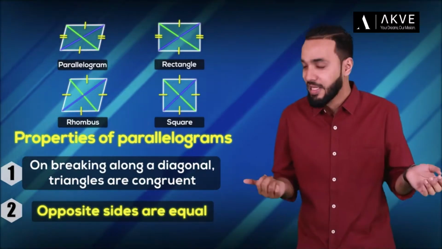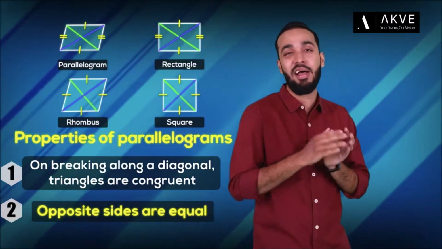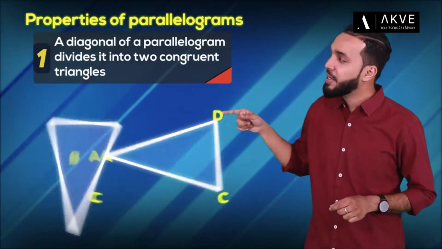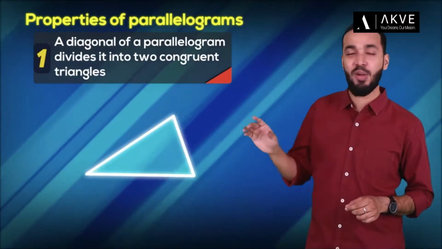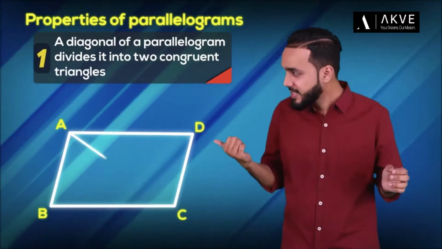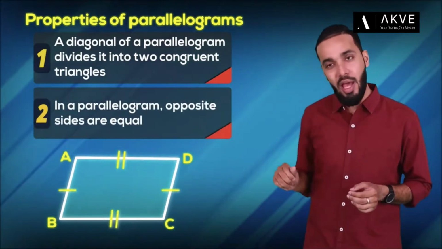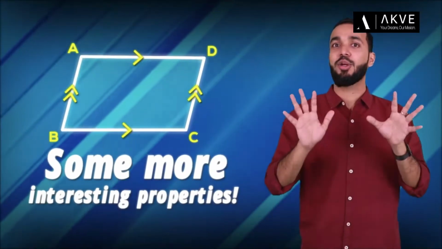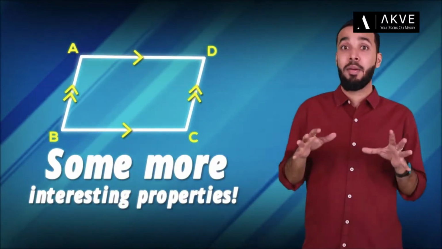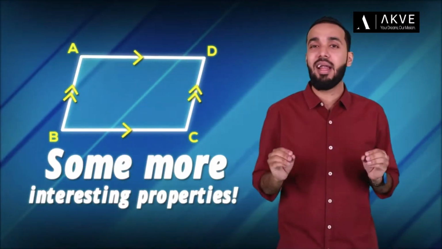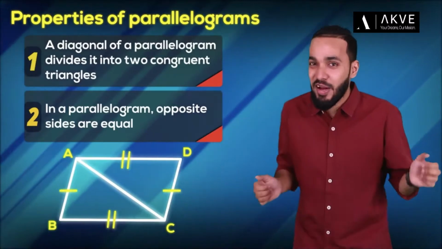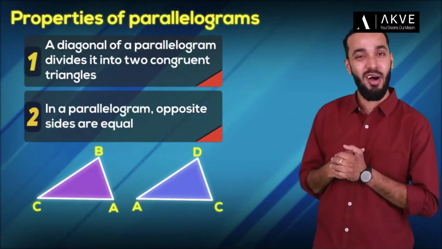So, rephrasing the properties as theorems now, the first one goes, a diagonal of a parallelogram divides it into two congruent triangles. And the second one goes, in a parallelogram, opposite sides are equal. Now, there are other interesting properties of a parallelogram, but in this video, we will shed light only on these two. Wasn't it amazing to visualize how these properties actually work?